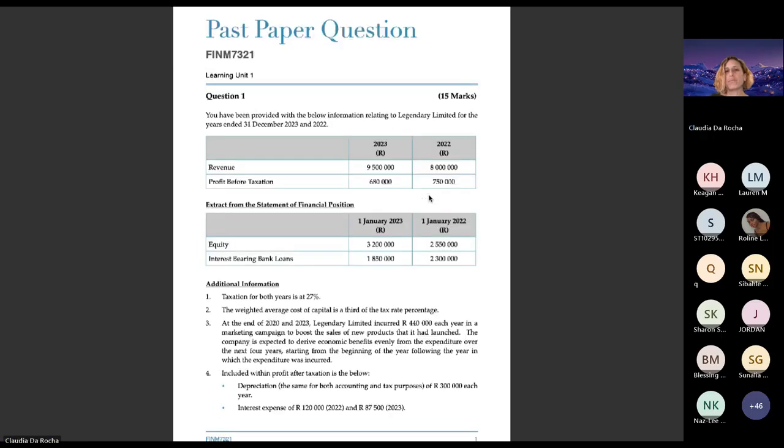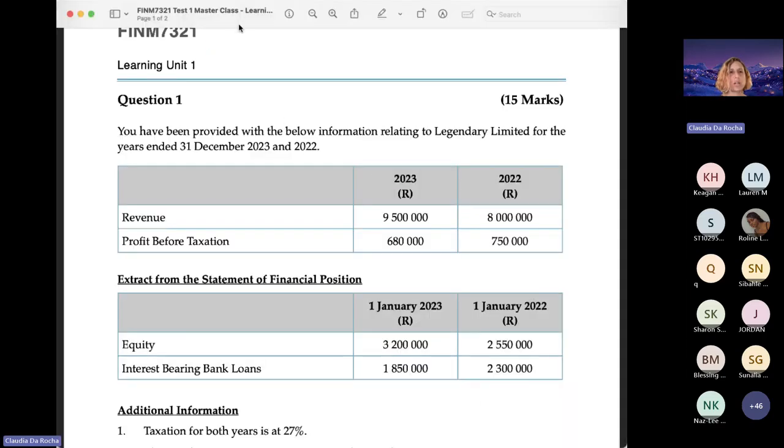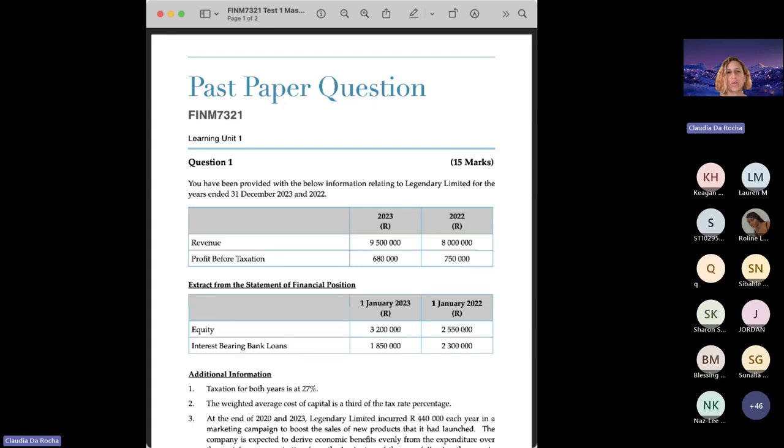Okay, so standard. I'm going to share my window, because I'm going to bring up an Excel sheet and then we can work through it together. And then you can see how we would approach this question.